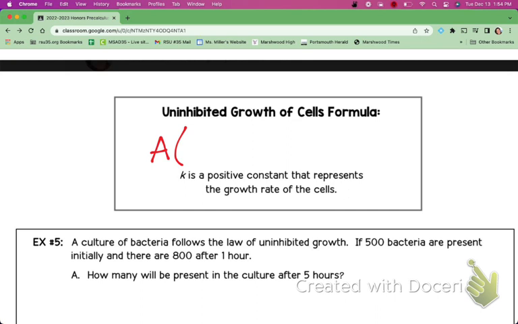Okay, so your formula for uninhibited growth of cells is A of T is equal to your initial amount, which we're going to use as A naught, times e^(kt), where k must be positive.